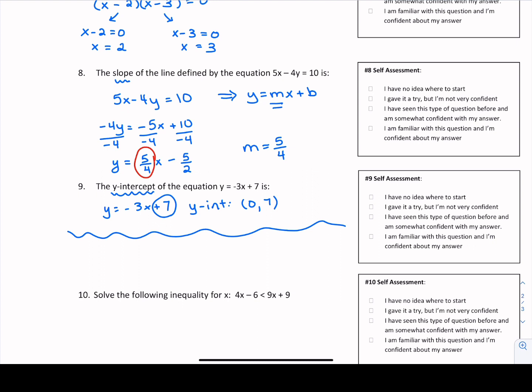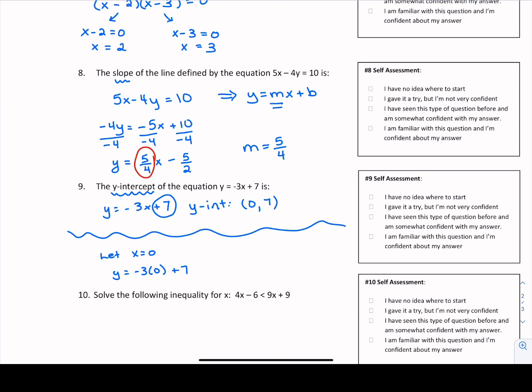We know that every y-intercept in the whole wide world has an x value of 0. So if I let x equal 0 and I solve for y, then we get y equals negative 3 times 0 plus 7. Again, the reason why I know to do that is because every y-intercept in the whole wide world has an x value of 0.